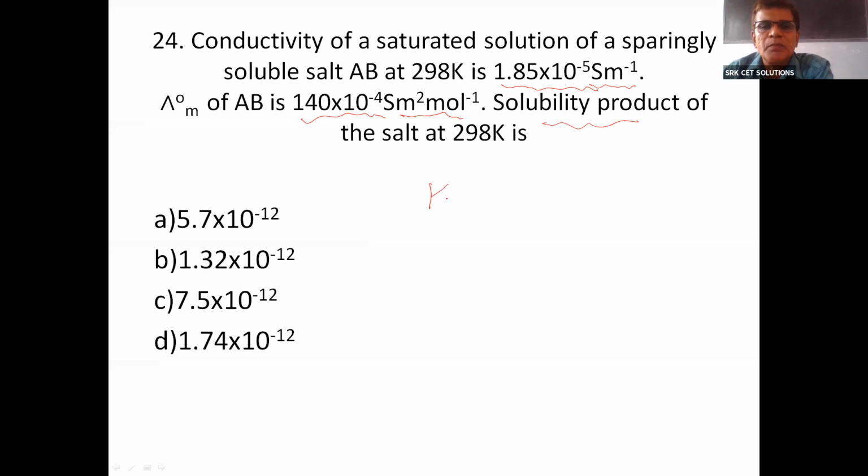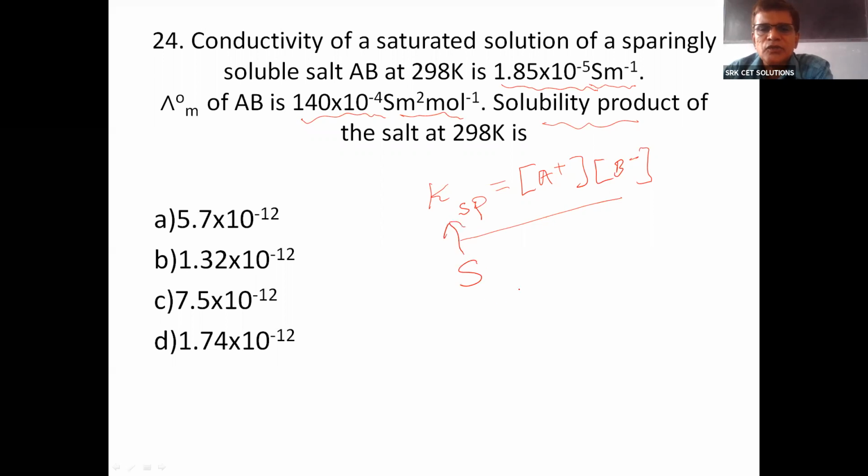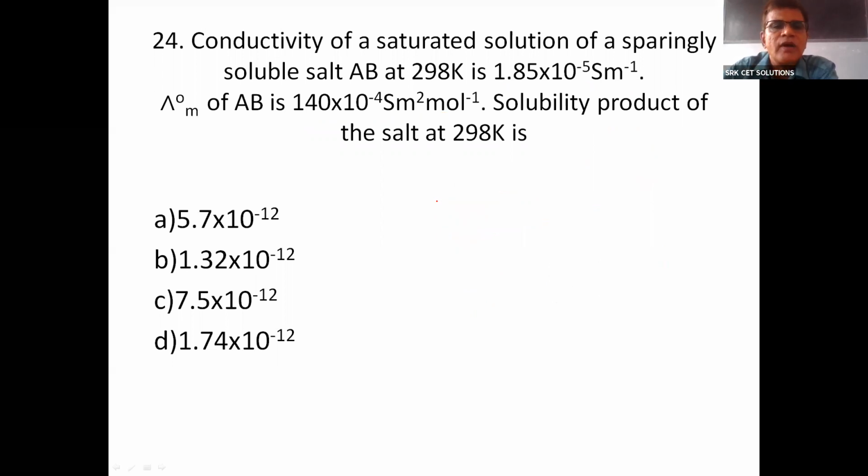Now you know solubility product actually depends on the solubility. So it is the concentration of A plus times the concentration of B minus when the solution is saturated and the process has attained equilibrium. So here we relate this Ksp to solubility, and the solubility is related to kappa, that is conductivity, and limiting molar conductivity. So these two can be used to find solubility. Solubility can be used to find solubility product. Let us see the actual formula.